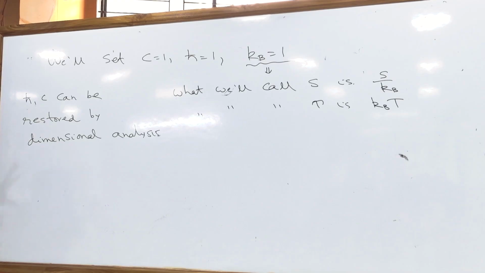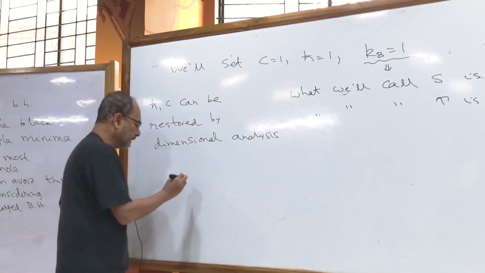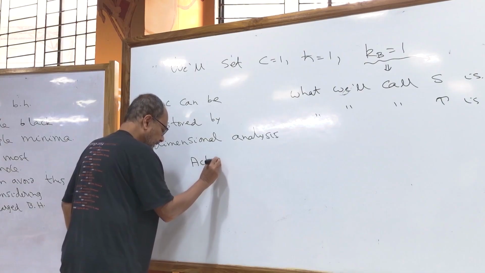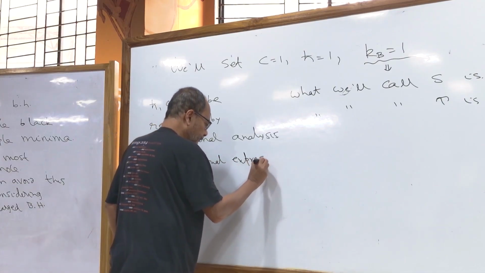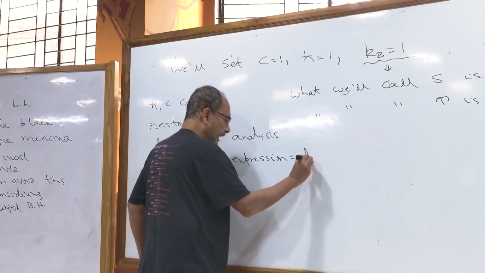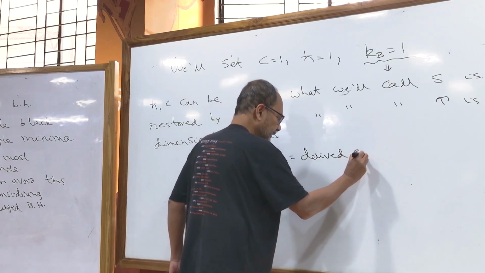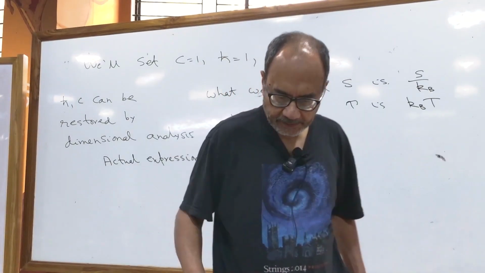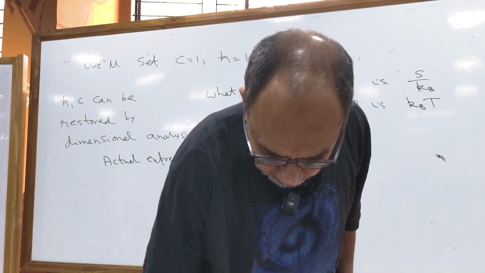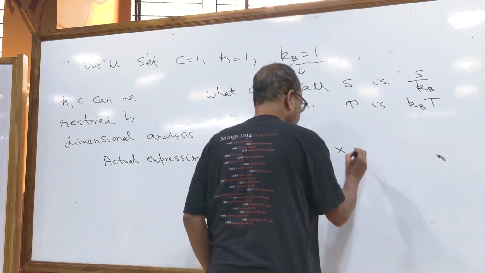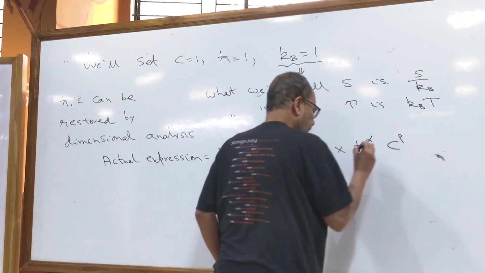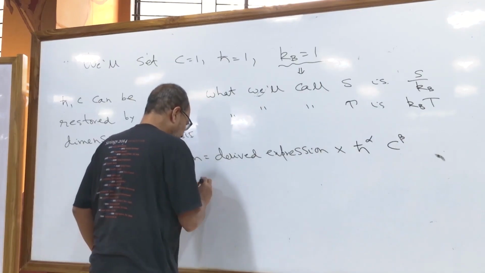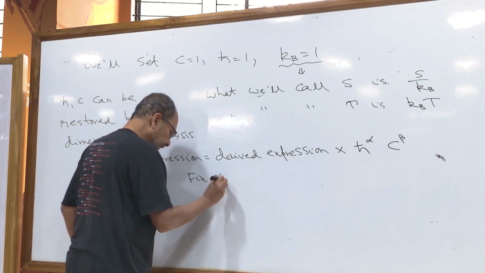Which means that if you have gotten the final expression for anything in this H bar equal to C equal to 1 unit, the actual expression will be equal to the derived expression times, let me see the notation I have used, h bar to the alpha c to the beta. And fix alpha and beta using dimensional analysis.